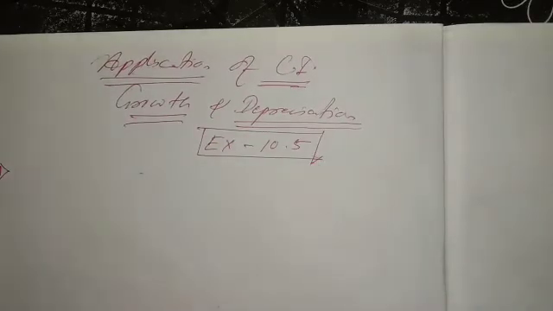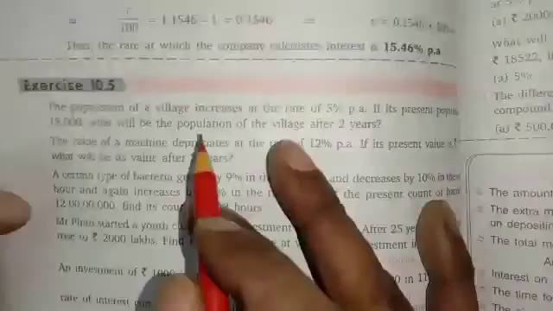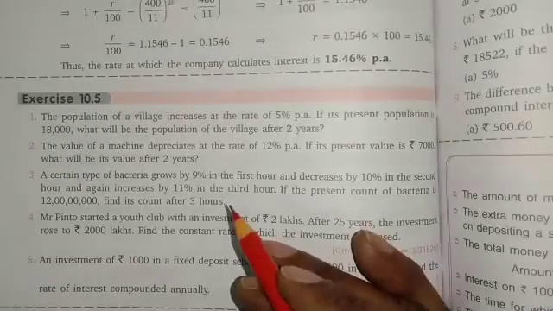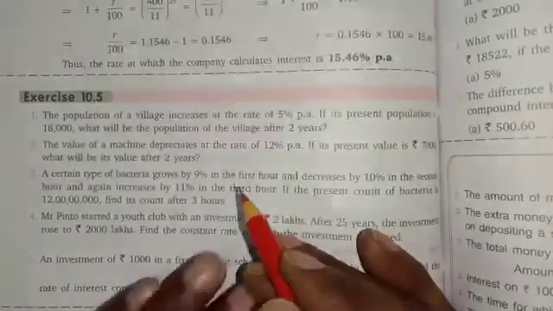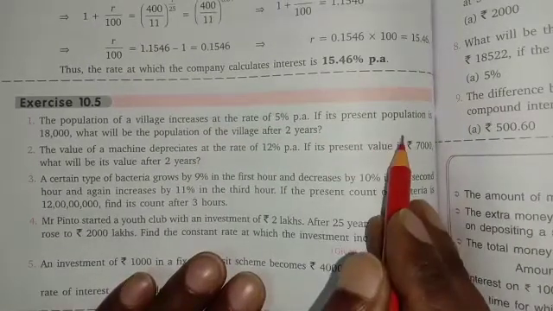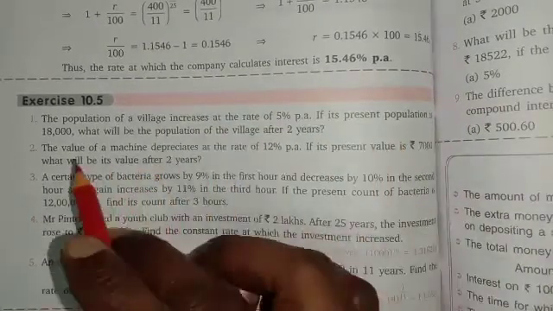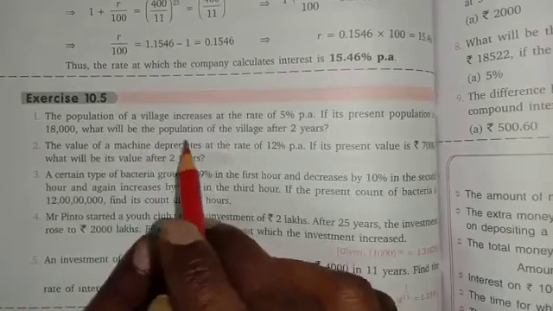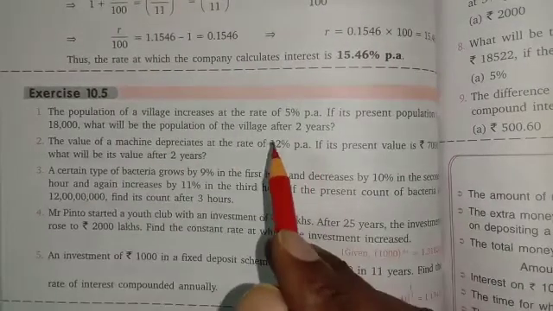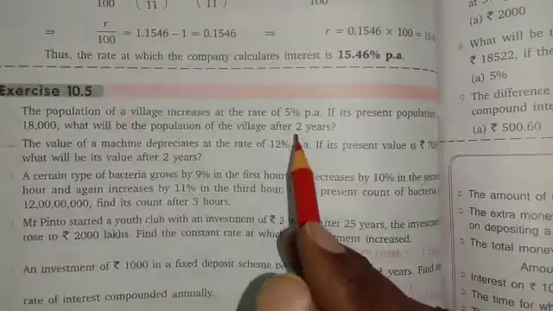Question number 1 that you see. It is given that the population of a village increases at the rate of 5% per annum. If the present population is 18,000, what will be the population of the village after 2 years? Present population given 18,000, growth rate given 5%.